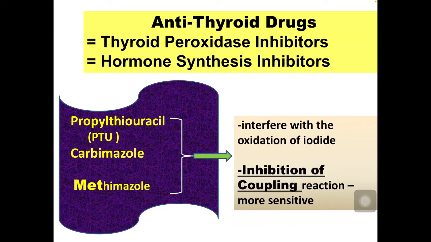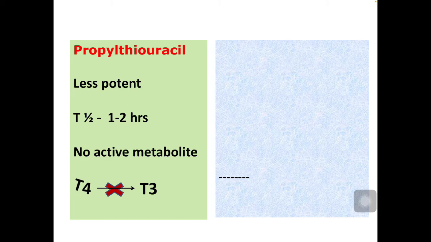So first is thyroid peroxidase inhibitors. These are known as antithyroid drugs. They are synthesis inhibitors. They inhibit the thyroid peroxidase enzyme and thus they inhibit coupling as well as oxidation of iodine. Three drugs are there: propylthiouracil, carbimazole and methimazole, where methimazole is the metabolite of carbimazole. They interfere with oxidation of iodine and they inhibit the coupling reaction.